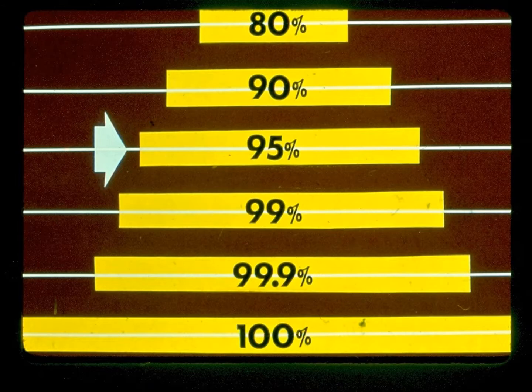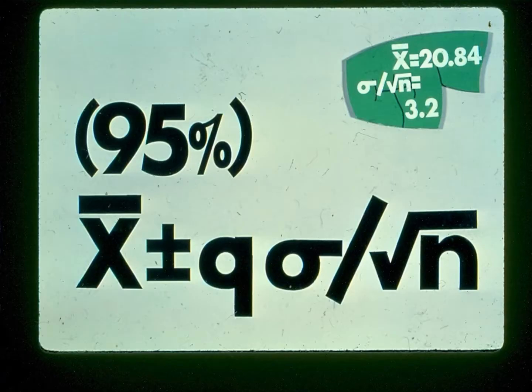For the Pine Knoll example, we'll choose a 95% confidence level. In practice, most investigators choose confidence levels between 90 and 99.9%, although there is no well-accepted rule for making such a choice. How can we use the sample mean of 20.84 and the standard error of 3.2 to derive a 95% confidence interval for mu?